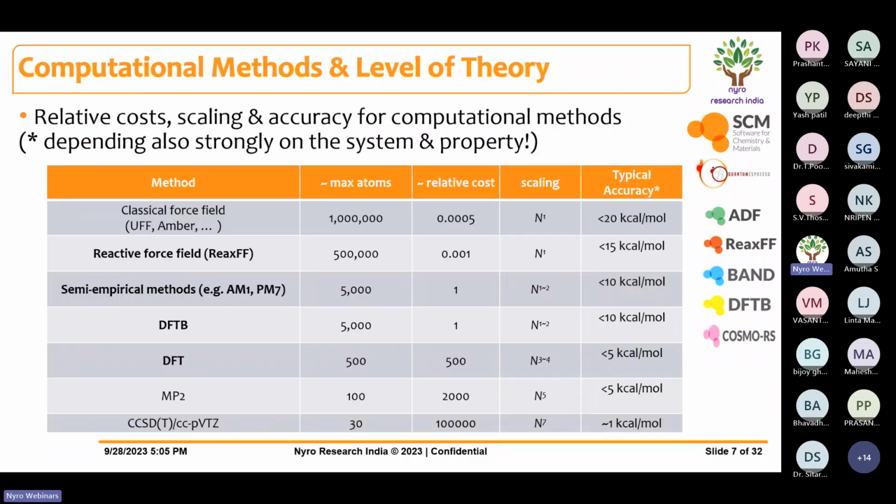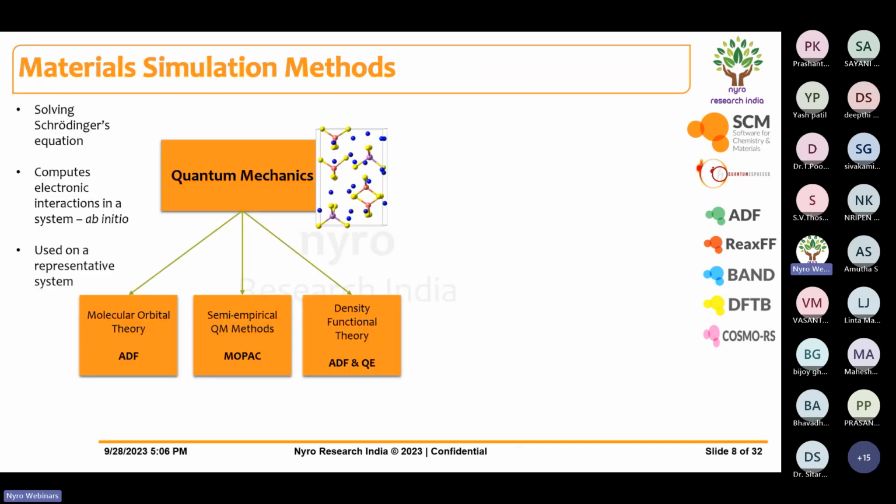And this graph or table will brief you on which methodology can be easily understood by covering the timing and all. You can see that using classical force fields, we can screen a maximum of 10 lakh atoms. Reactive force fields or ReaxFF can screen more than 5 lakh atoms. Semi-empirical methodologies have a limit of 5,000, followed by DFTB. DFT usually screens up to 500 atoms. So these are some of the computational methods and levels of theory. For material simulation methods, we need to solve the Schrödinger equations.